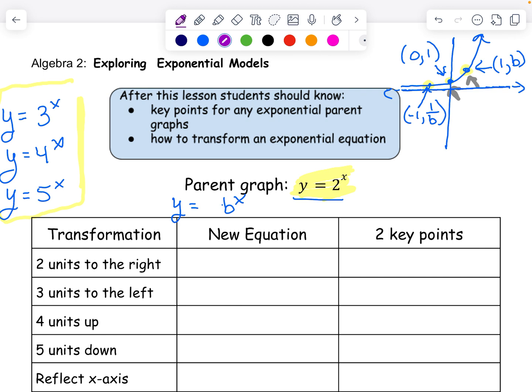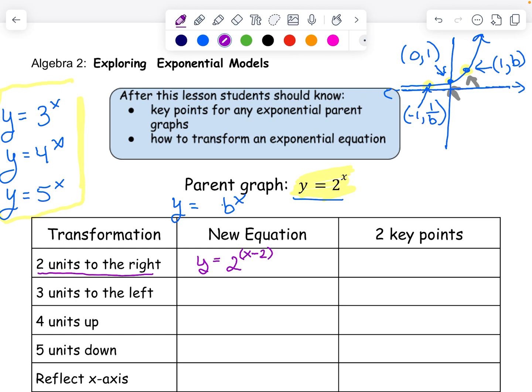Okay, so first we're going to talk about what would happen if we went 2 units to the right. So 2 units to the right means we're going in the x direction. And so we would go y equals, our base would be the same, but then we're going right or left, so we're going to be related to x. And when we're related to x, we're doing the opposite of what we want. So this would be x minus 2.